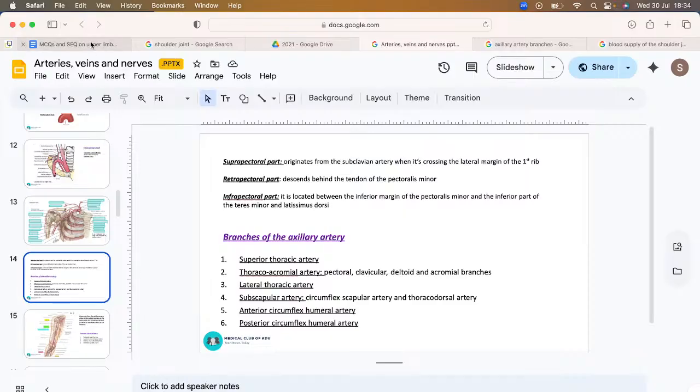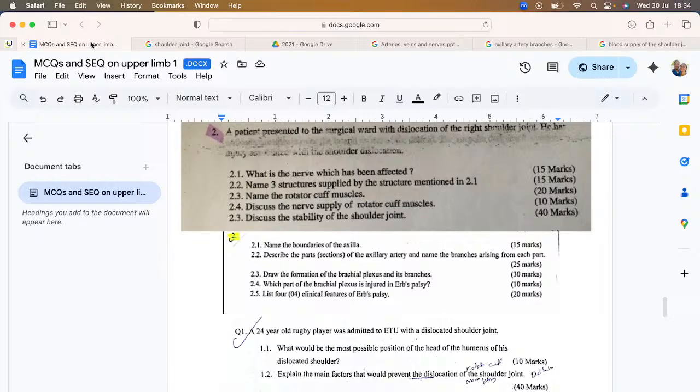Okay, so that's how you answer this question. If you know it, it's an easy 25 marks to get. And you can be 100% sure that you're going to get that full 25 marks if the diagram is there and you have all the branches and the parts written.